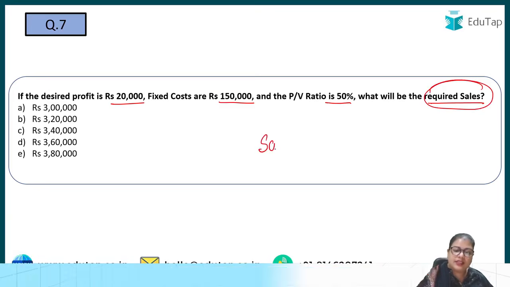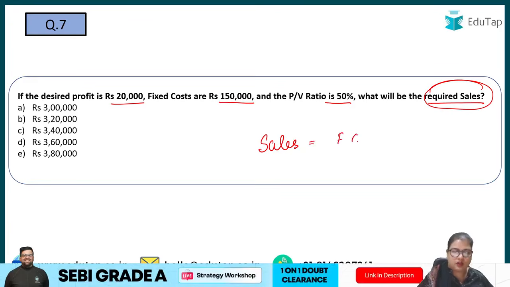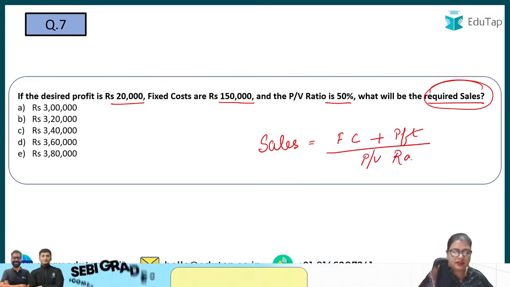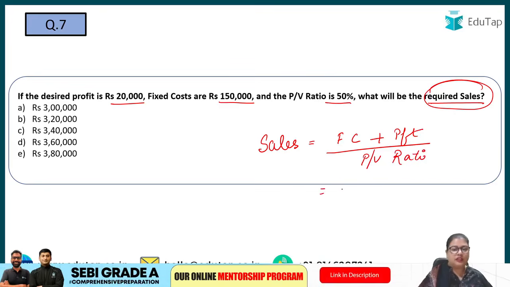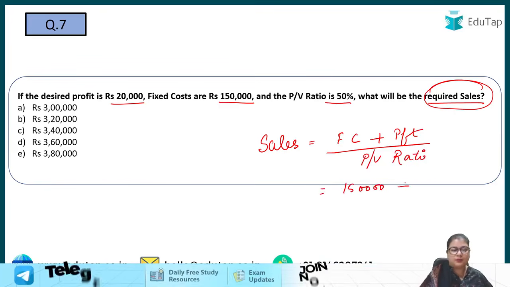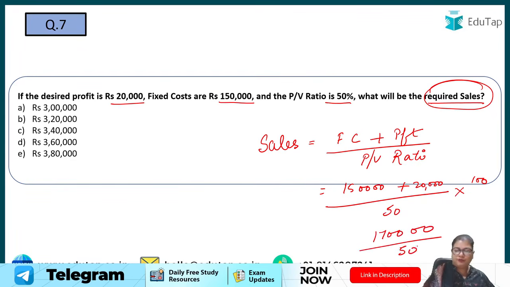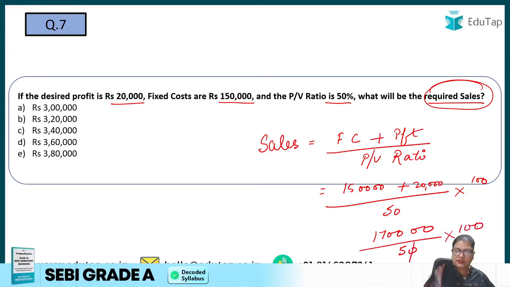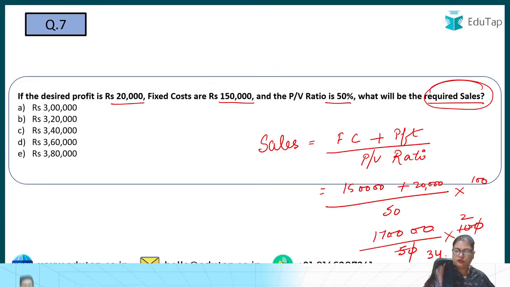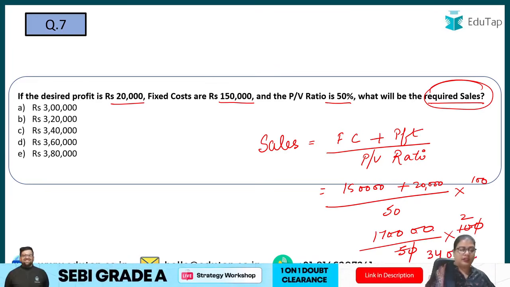What is the formula? Sales is equal to fixed cost plus profit divided by PV ratio, right? So fixed cost is 1,50,000 plus profit 20,000, divided by the PV ratio, that is 50% or 50 into 100. This would be 1,70,000 divided by 50 into 100. When you calculate this, you will get 17 into 2, 34, so 3,40,000. So 3,40,000, the answer is option C.